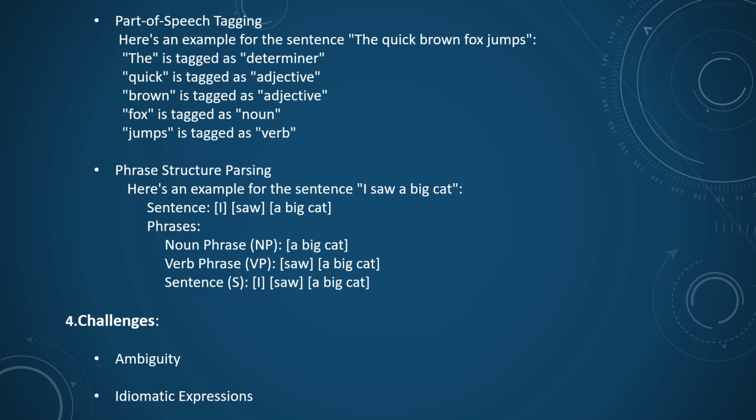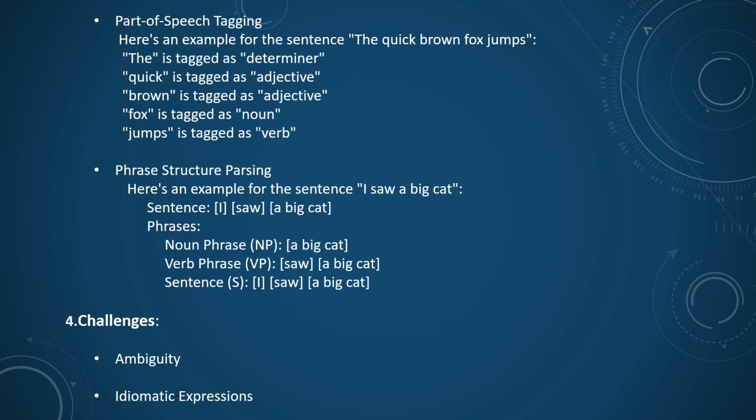And then another one is phrase structure parsing. Phrase structure parsing breaks down a sentence into constituents such as noun phrases and verb phrases to understand the hierarchical structure. Here is an example: I saw a big cat. Here the noun phrase is a big cat and the verb phrase is saw a big cat, combining to form a sentence. It's a long topic.